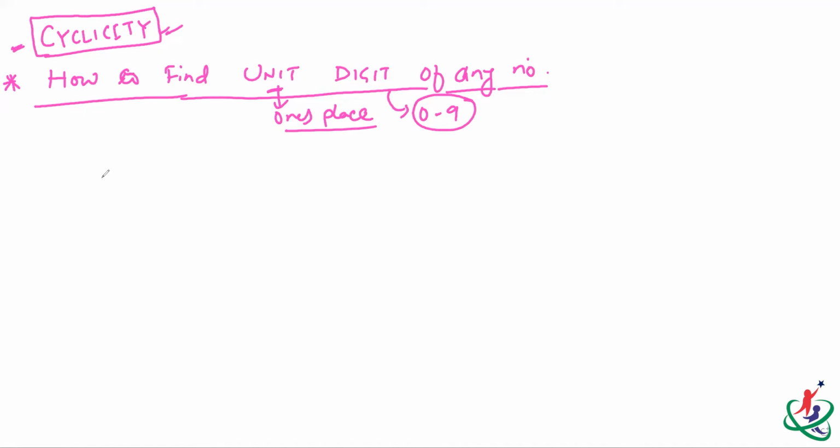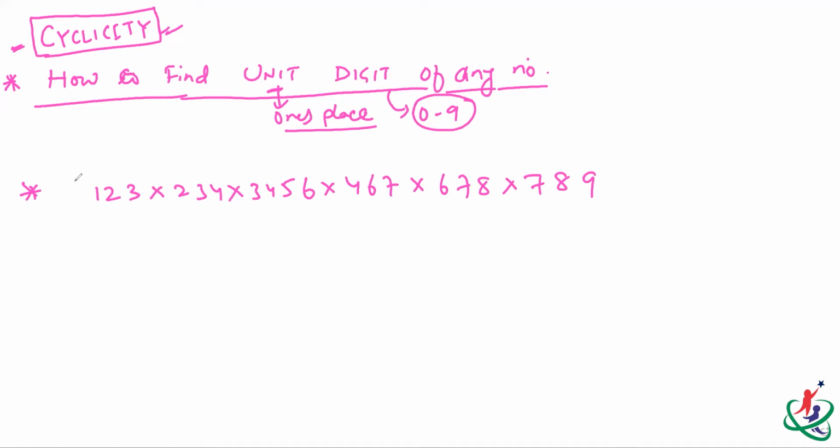तो like if I take example of say 123 into 234 into 3456 into 4567 into 678 into 789, इसका यूनिट डिजिट चाहिए. Sorry, we need to calculate unit digit of the product. We need unit digit of the product of this. So I told you the very first line that unit चाहिए तो unit से ही मिलेगा.